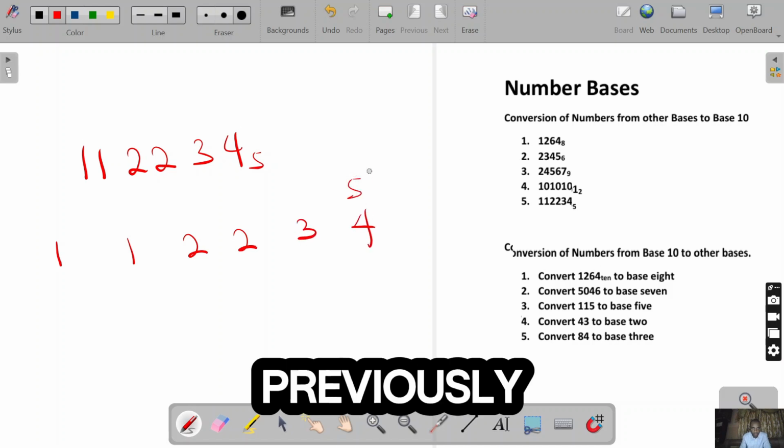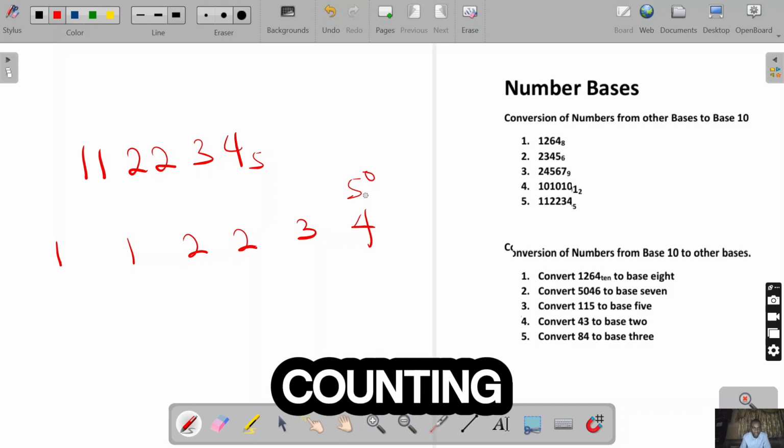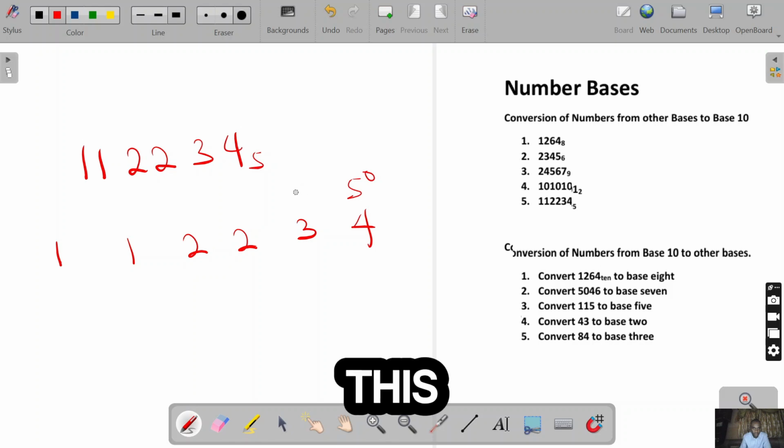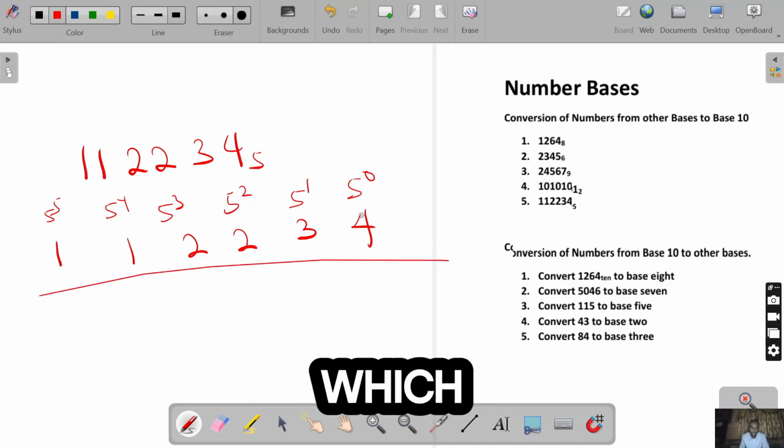Just like we did previously, 5 is power 0. So we are counting from 0, 1, 2, just like I'm counting the digits from 0. This is 5 to power 1, 5 to power 2, 5 to power 3, 5 to power 4, and 5 to power 5. Any number to power 0 again is 1.